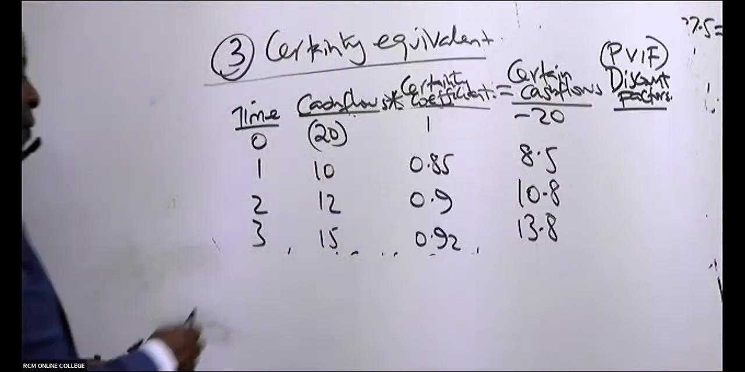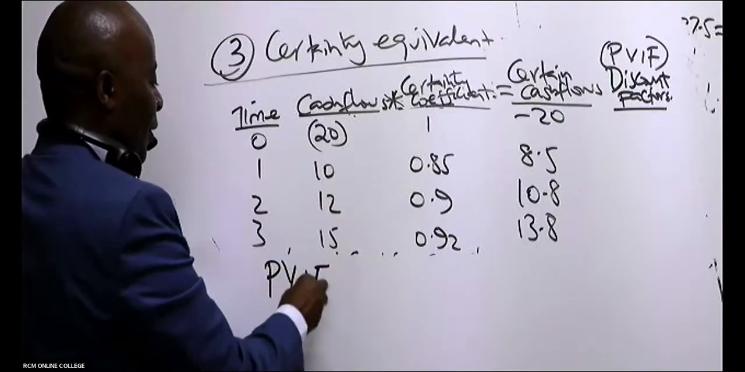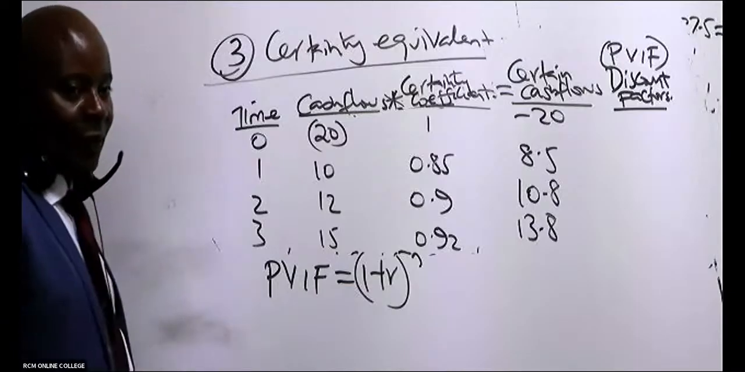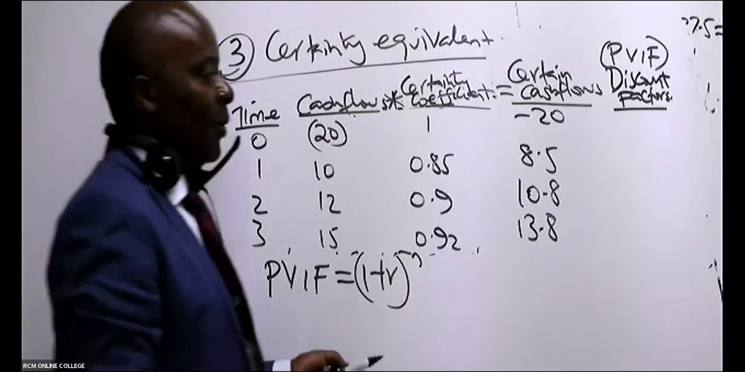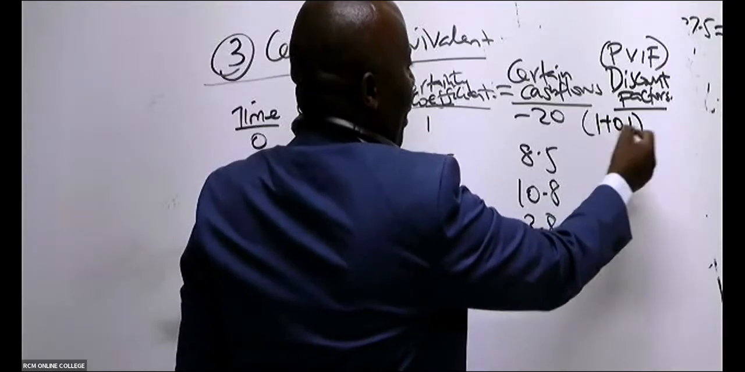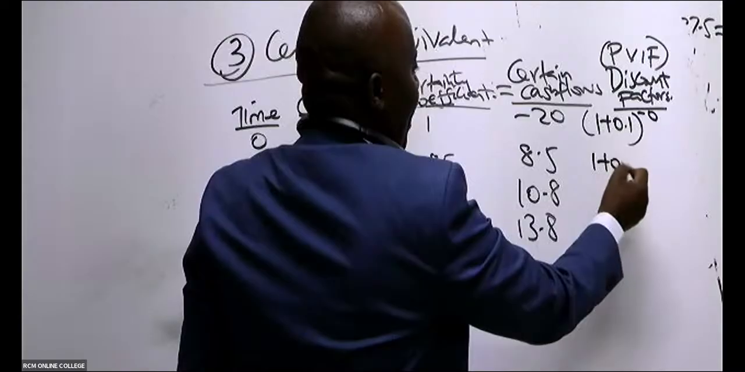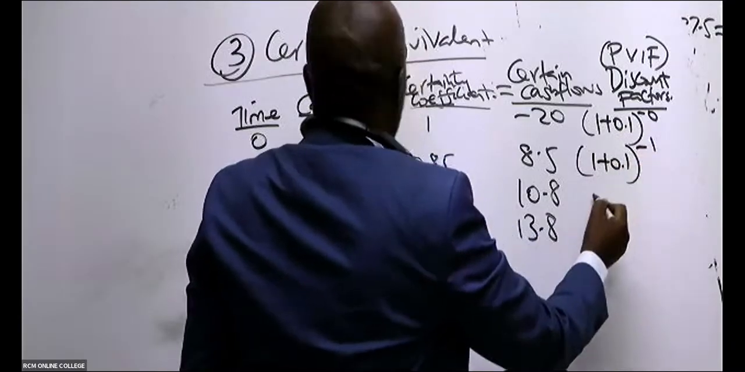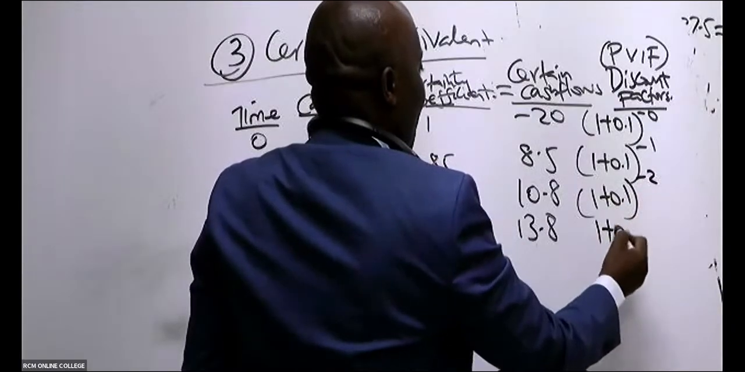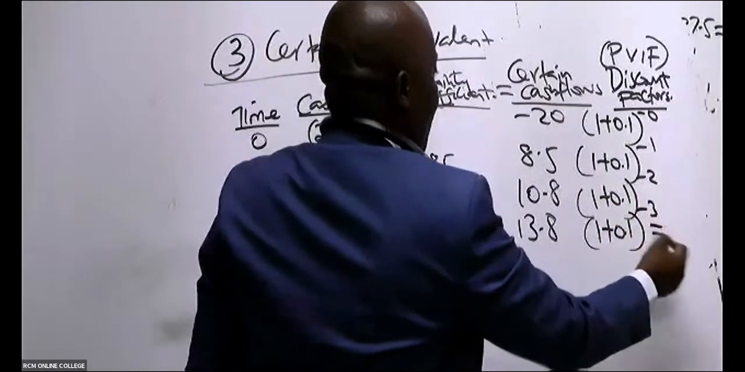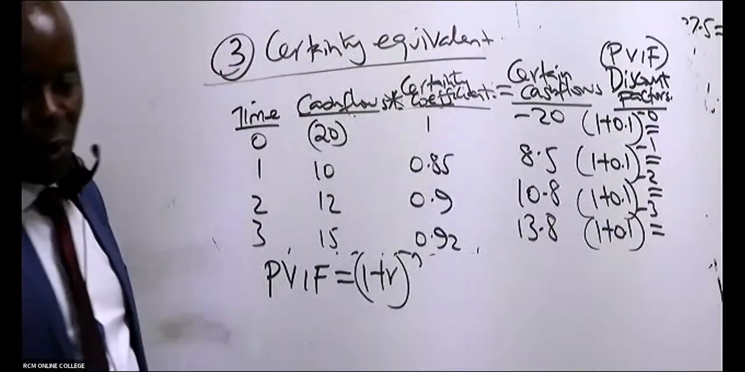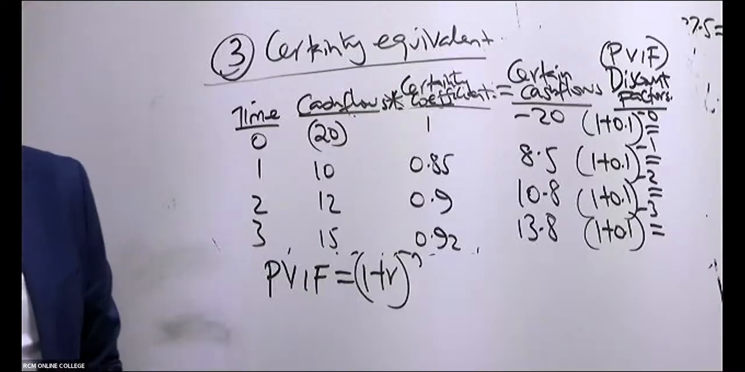We know that to get PV, we take 1 plus R raised to negative what here? Negative n, isn't it? Yeah, and the R is 10%. So we have here 1 plus 0.1 raised to negative 0, 1 plus 0.1 raised to negative 1, 1 plus 0.1 raised to negative 2, 1 plus 0.1 raised to negative 3. We shall be using our tables, but for now, let's just try to use, first of all, the calculators.